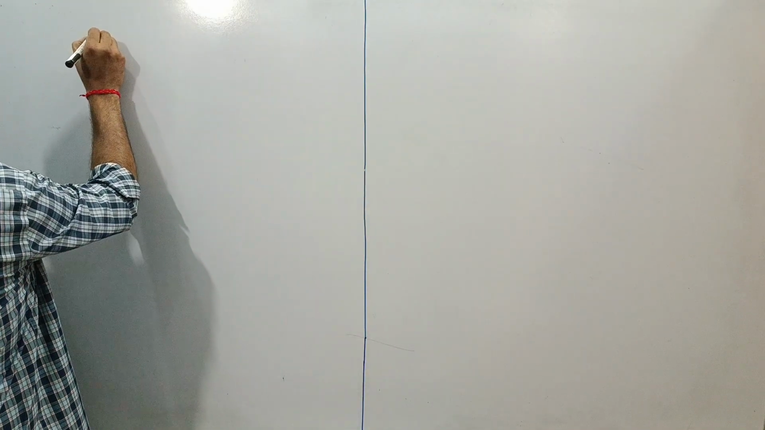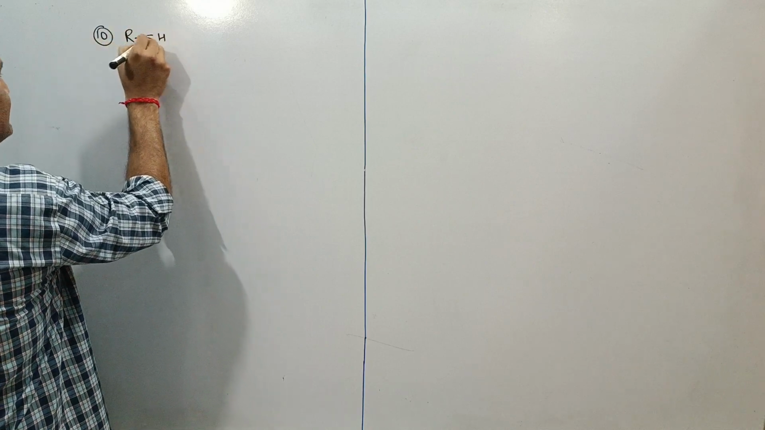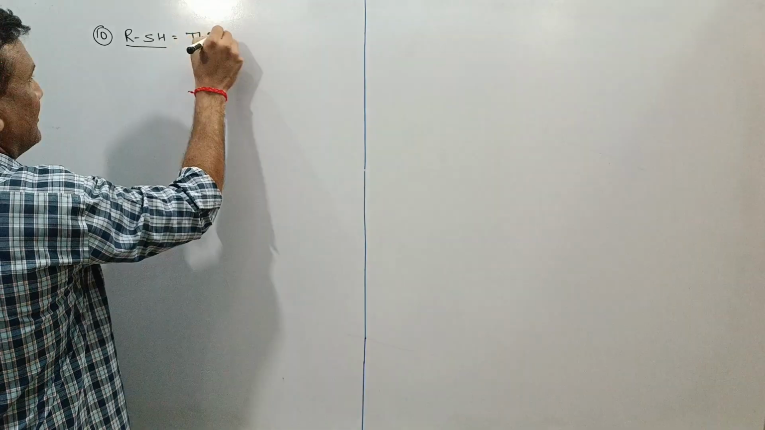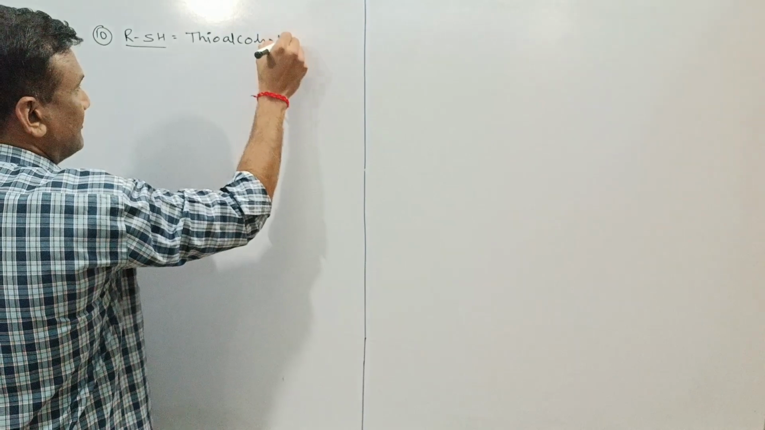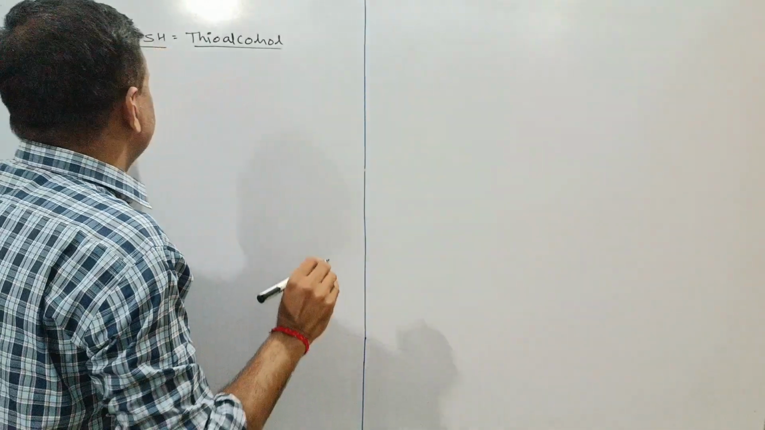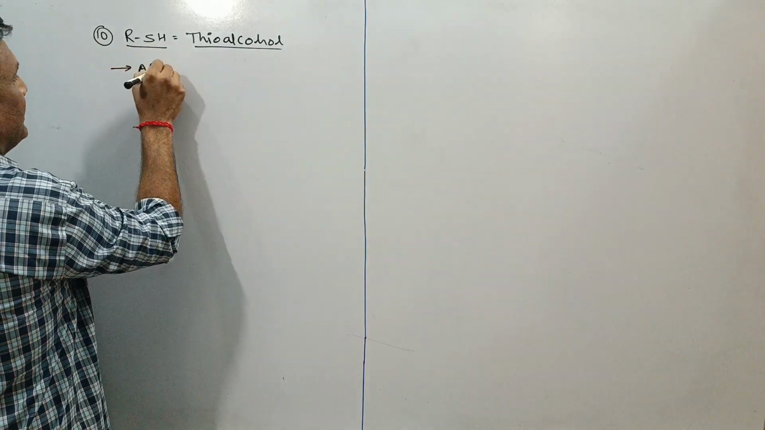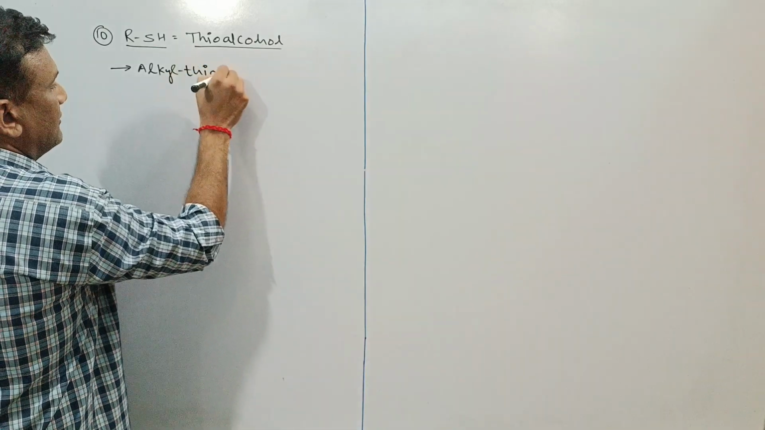This is the 10th functional group, RSH. RSH is generally called thioalcohol. In the common system, it is also called alkyl thioalcohol.